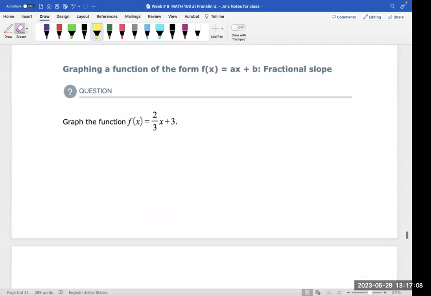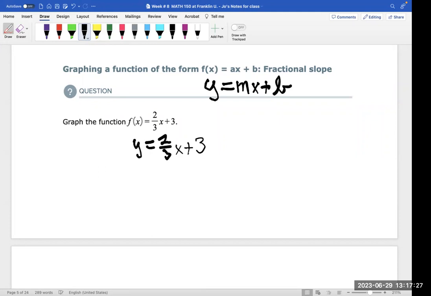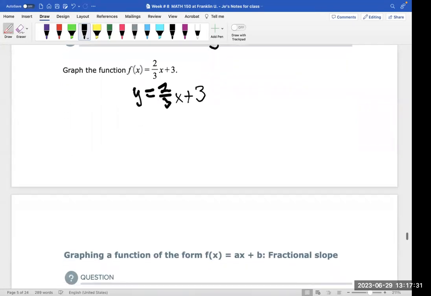Graphing a function in the form f of x equals ax plus b. This is the same thing you've been doing. y equals mx plus b. Don't be thrown. Graph this function. If you need to rewrite it as y equals 2/3 x plus 3, because that's what your eyes and brain are most familiar with working on, go for it. It means the same thing.